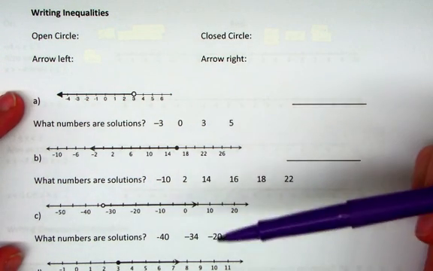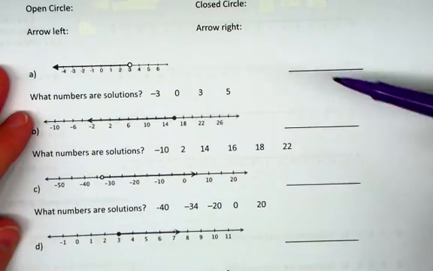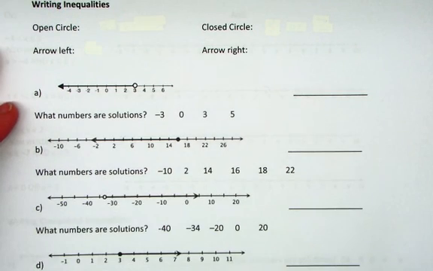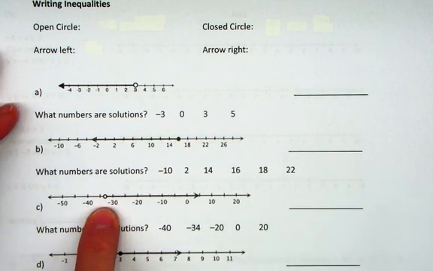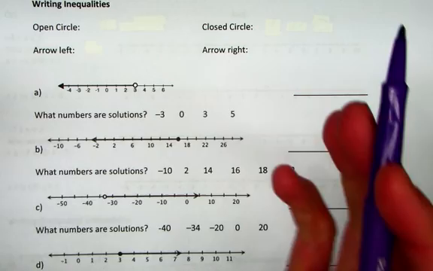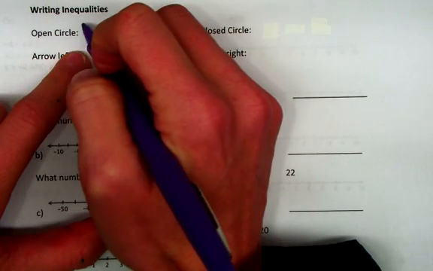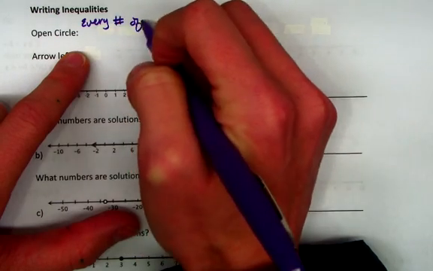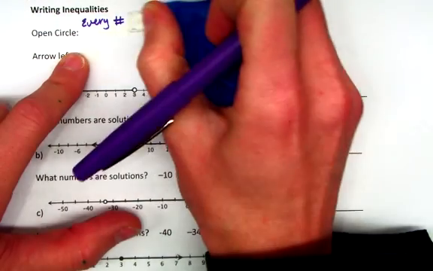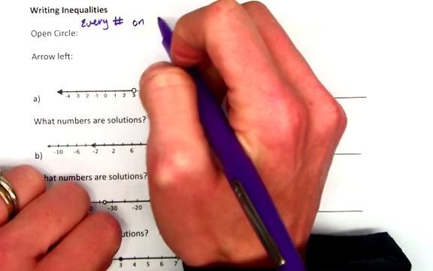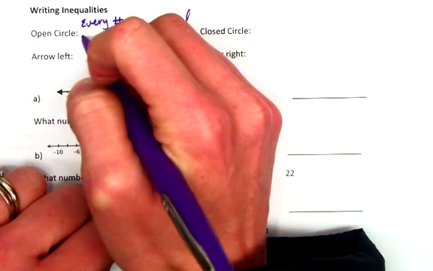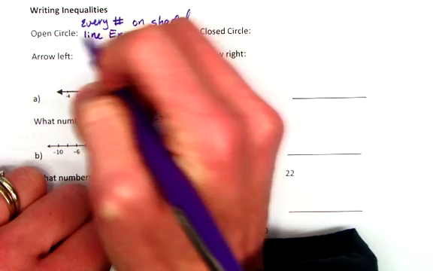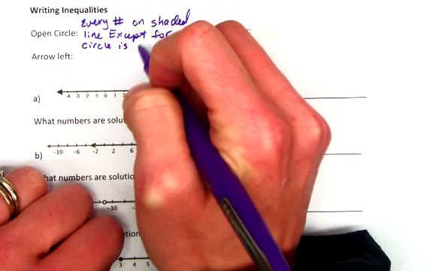We have four graphs here, and what I want to do is talk about them and how we can write the inequalities for them. So a couple of things. If you have an open circle, like we have an open circle here on 3, and we have an open circle here on negative 34, okay? If that happens, what that means is that every number on the shaded line except for the circle is a solution.